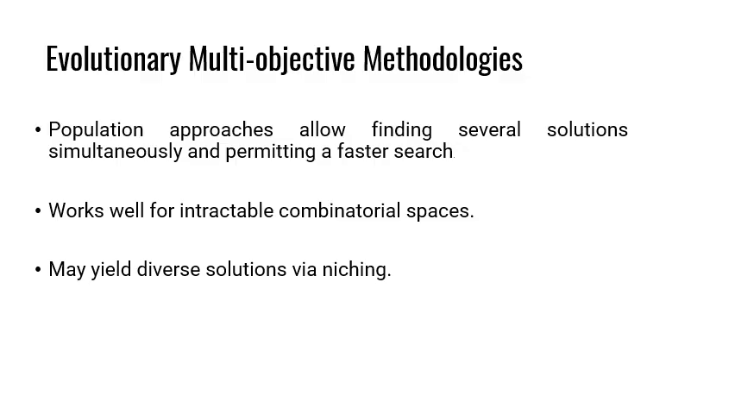Population approaches in optimization offer several advantages. They enable the simultaneous exploration of multiple solutions, leading to a faster search process. So they are quite fast and they converge quicker than other approaches. These approaches excel in navigating intractable combinatorial space where finding solutions can be challenging. Additionally, population-based methods often incorporate niching, promoting solution diversity. This versatility makes population approaches highly effective, particularly in complex optimization scenarios.